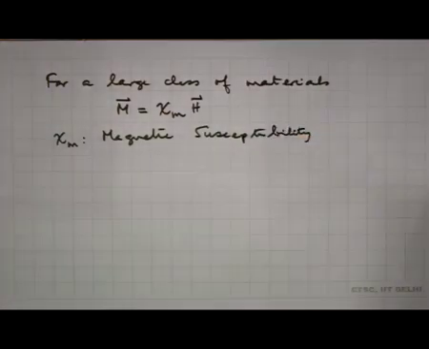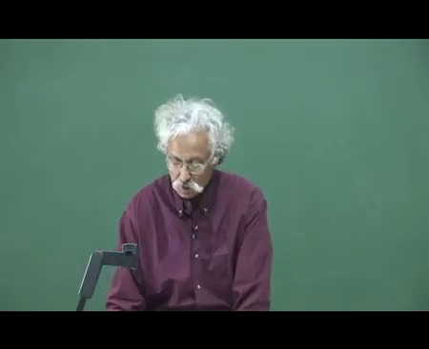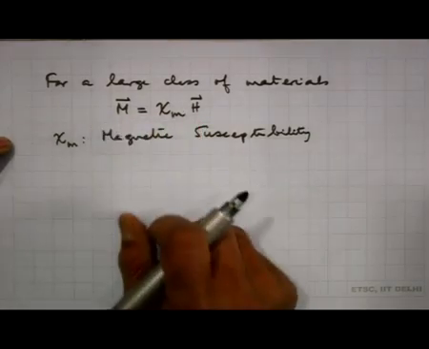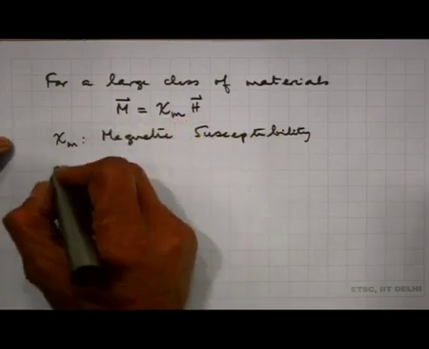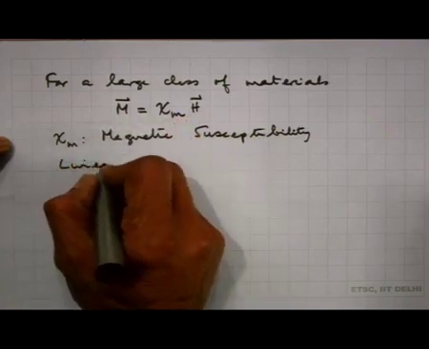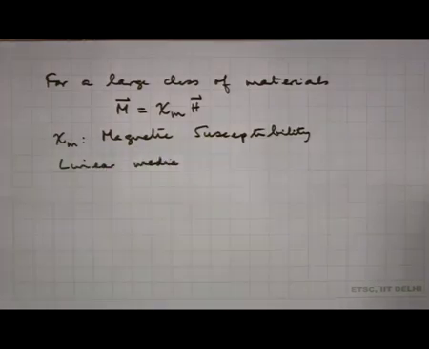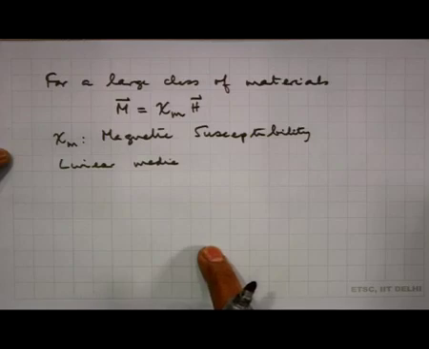Remember, we had introduced the electric susceptibility in electrostatics. Similarly, we have a magnetic susceptibility in magnetostatics, which is the proportionality constant between M and H. Now, this is for a large class of materials that M is proportional to H, and such media are also called linear media. Because M is proportional to H, the relationship between M and H is linear, and there is a large class of materials which belong to this.